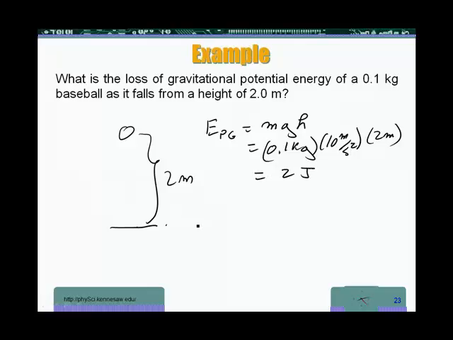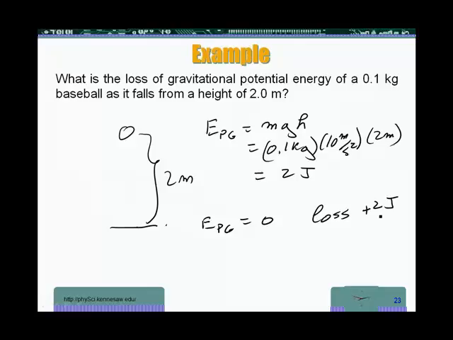And then here at the bottom level, EPG is going to be equal to 0 because h here is 0 relative to ground. So our loss in gravitational potential energy, our change is minus 2 joules, but our loss is just 2 joules of gravitational potential energy.